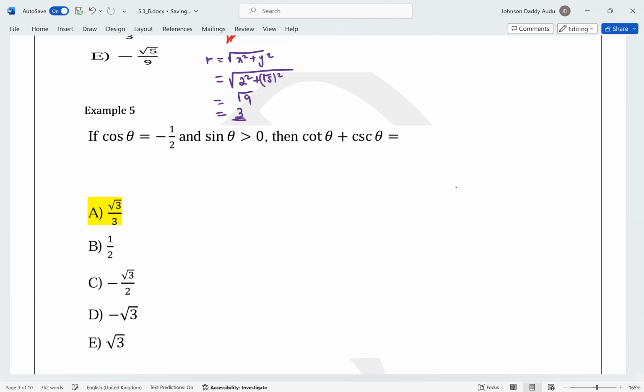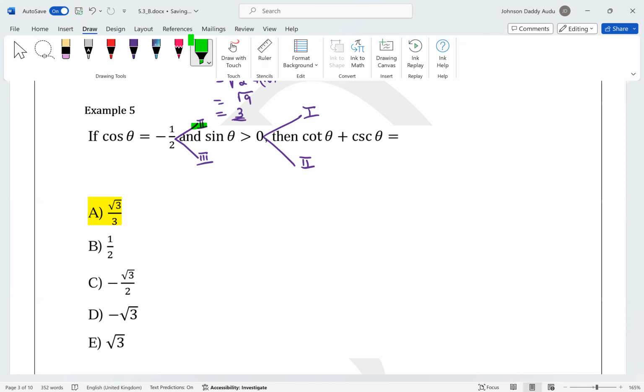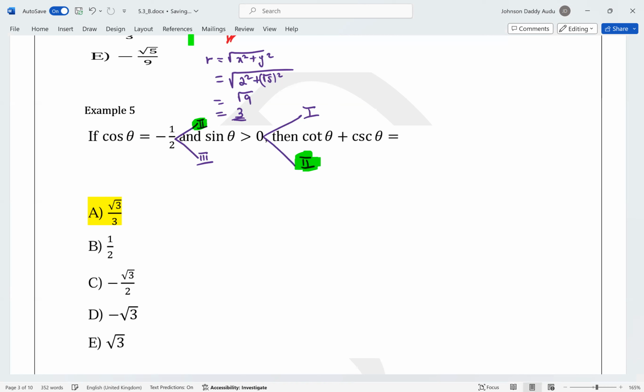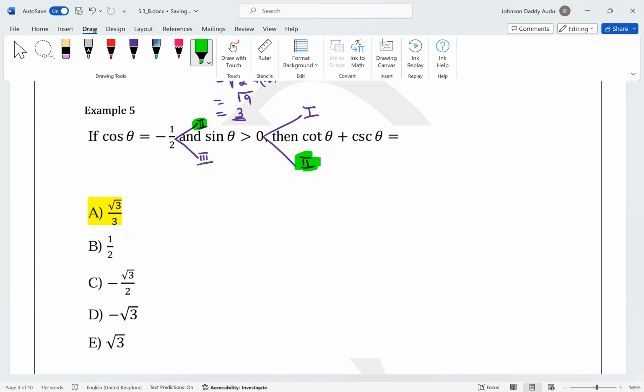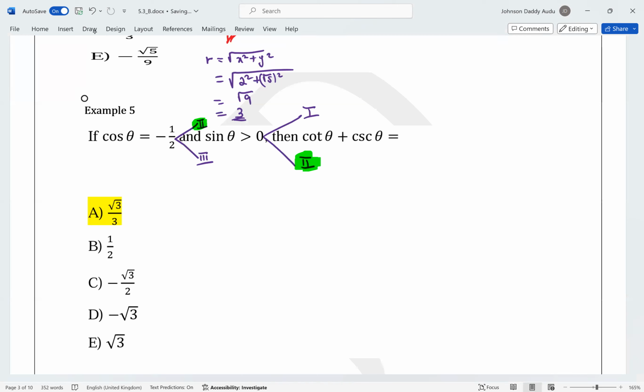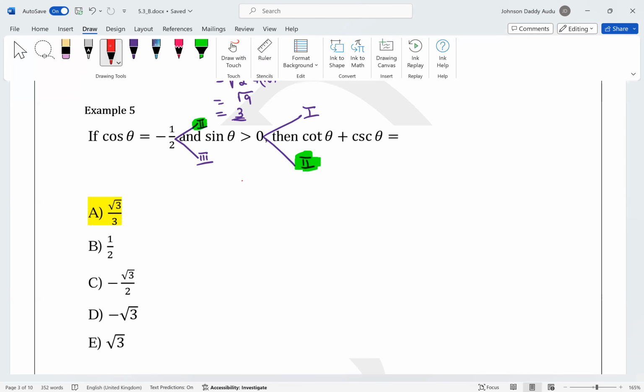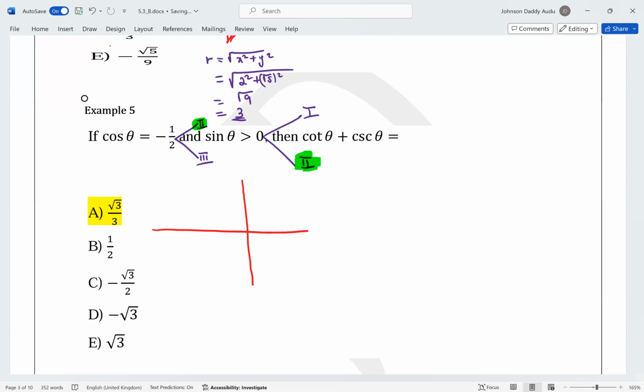Similarly, in this example 5, cosine theta is negative. Cosine can only be negative in the second and in the third quadrant. But here you have sine is positive. Sine is positive in the first and in the second. So just like we did earlier, we take the quadrant that is common, which is quadrant number 2. So just go and draw in the second quadrant, which is this.